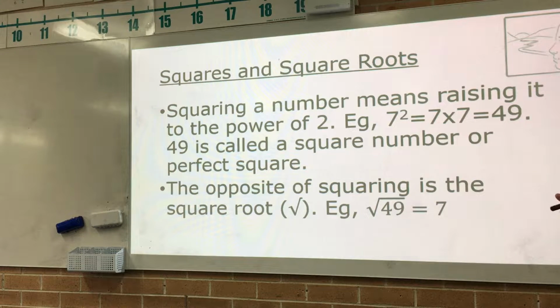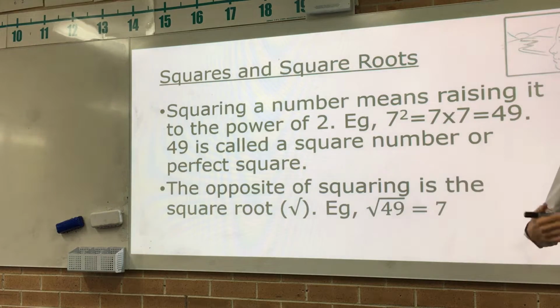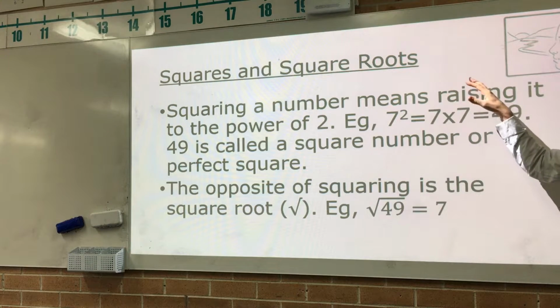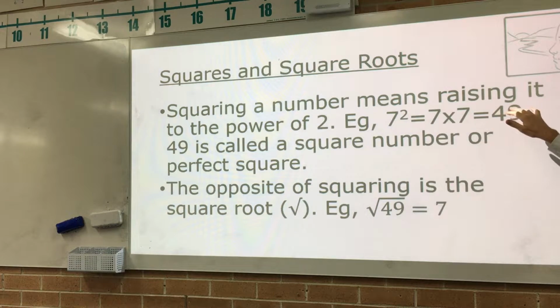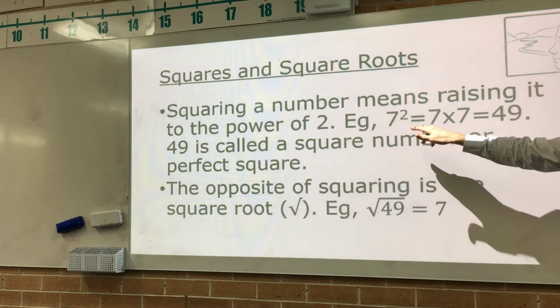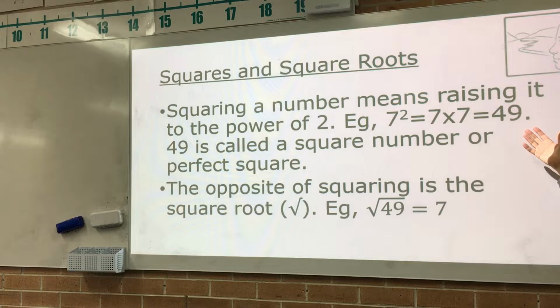Year 7, yesterday we started to look at index notation, or taking a number to a certain power. Today I want to just go through one particular part of that and the opposite. And that's to do with squares and square roots to start with. So to square a number means raising it to the power of 2, multiplying it by itself. So 7 squared is equal to 7 times 7, or 49 would be the answer.